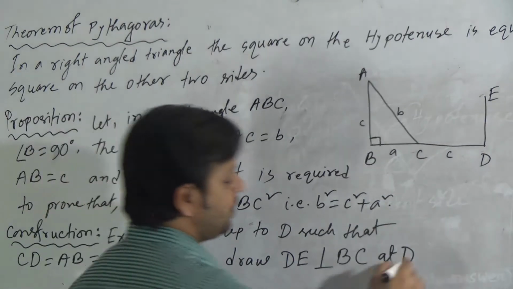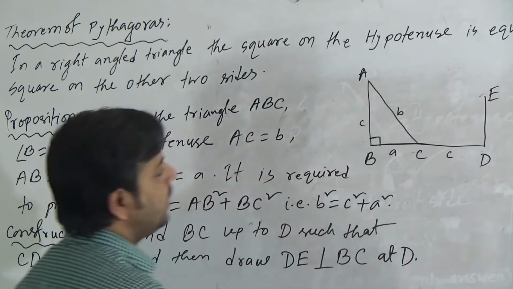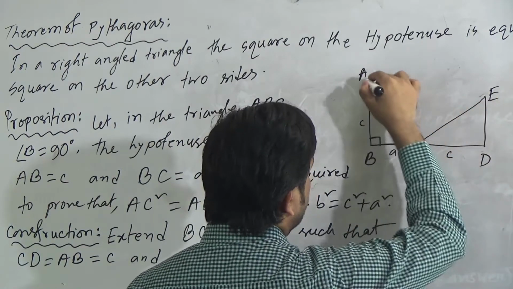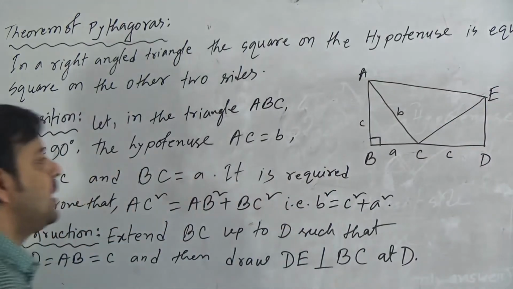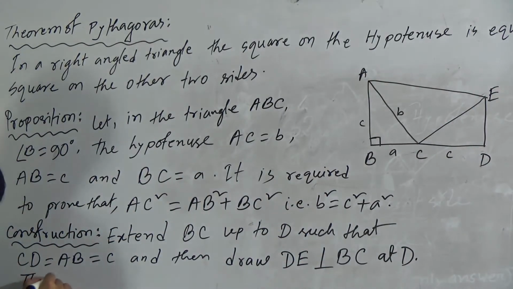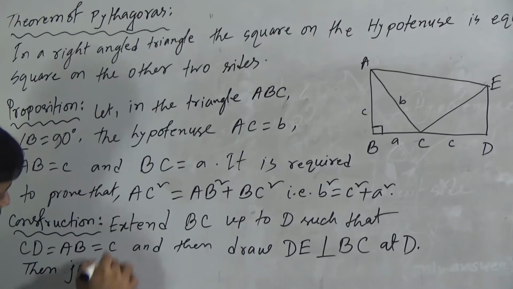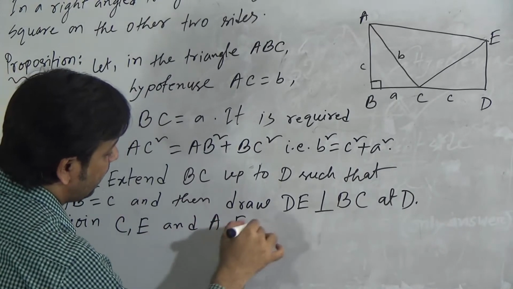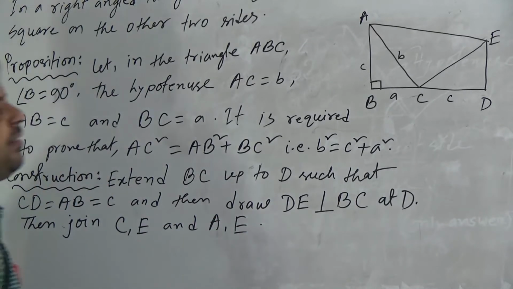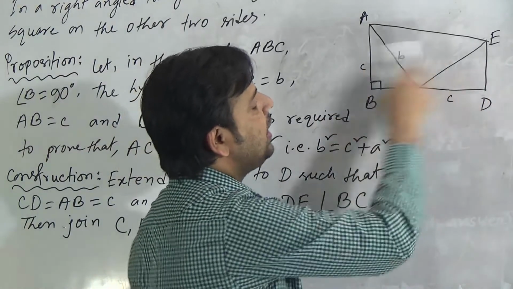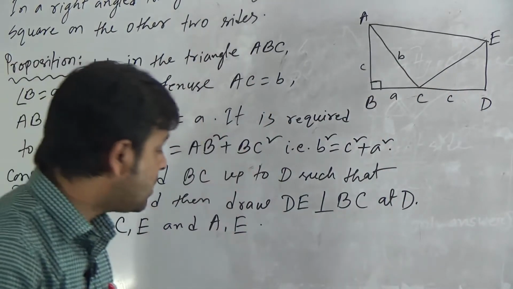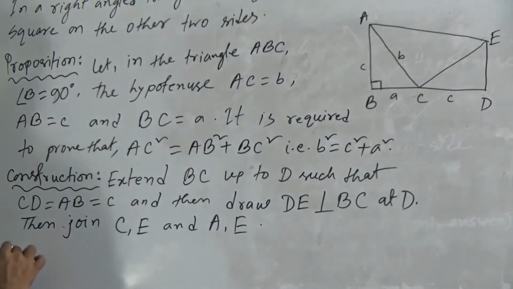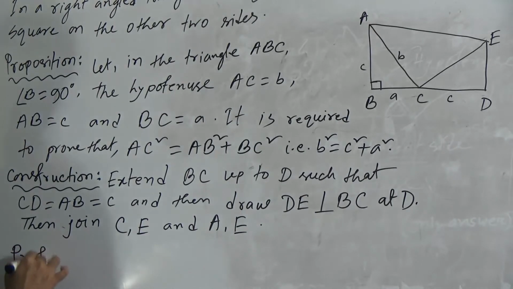Okay, now then join CE and AE. Now ABDE is a quadrilateral. Okay, dear students, construction is done. Now we need to prove. We can go to the portion of proof now. Proof.